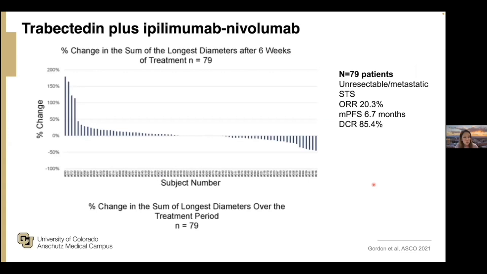I'll just show you this one other trial. So again, with the CTLA-4 and the PD-1 plus chemotherapy with trabectedin, this study was presented at ASCO, not yet published, but it was larger. So 79 patients treated with the triplet therapy. Response rate was again 20%. Progression-free survival was 6.7 months, but you can see that the disease control rate, which is stable disease plus responses, was 85%. So pretty exciting here looking at this trial as well.